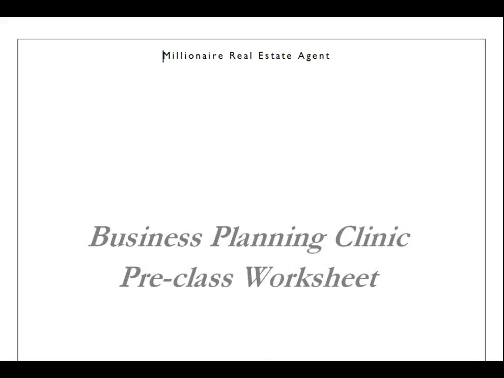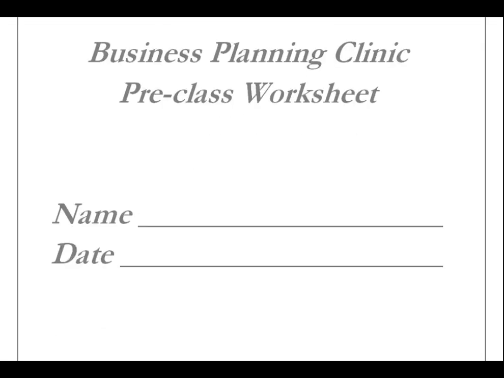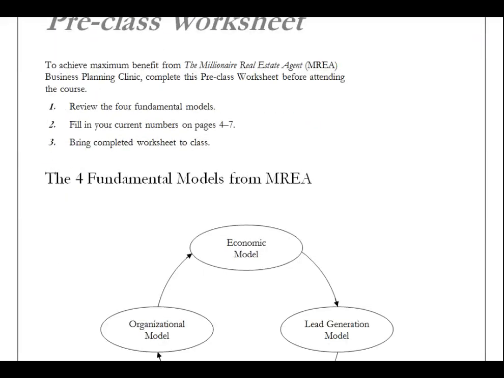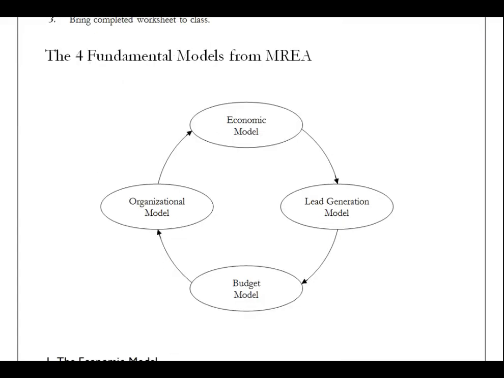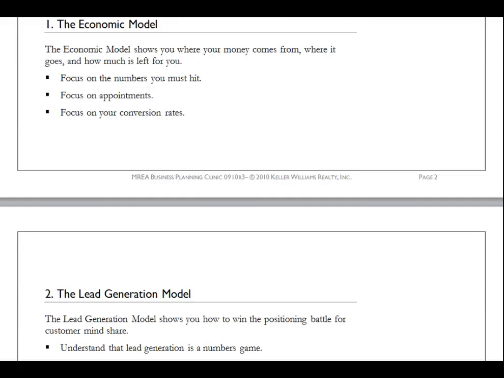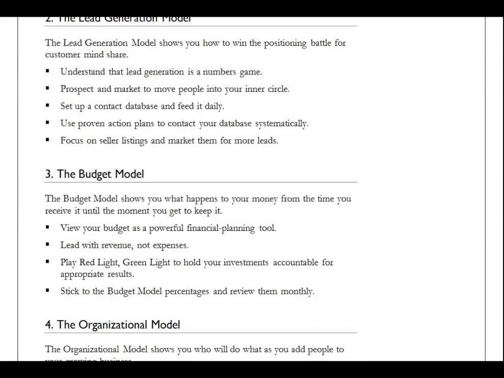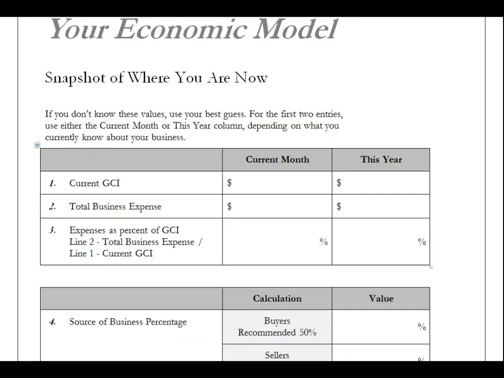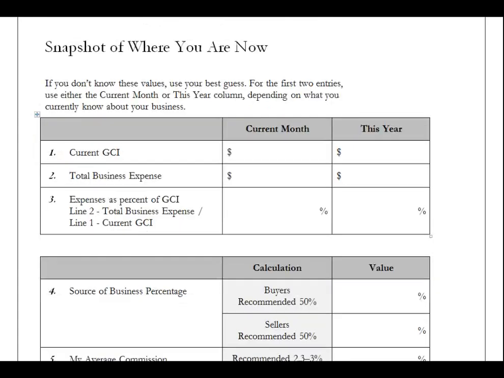So let's start at the beginning. Here's the pre-class worksheet, and it tells you what the 4 models are that are going to be reviewed for your business plan, and then discusses each of the models. It tells you where to find that information in the Millionaire Real Estate Agent book. And then you start with your economic model.